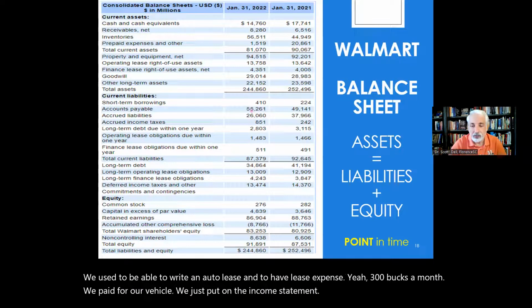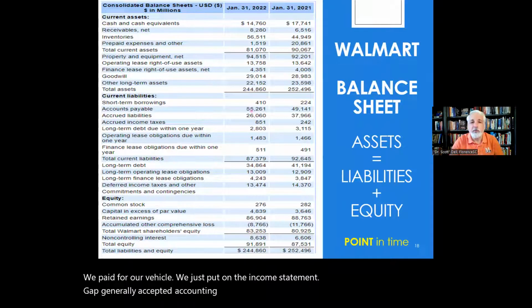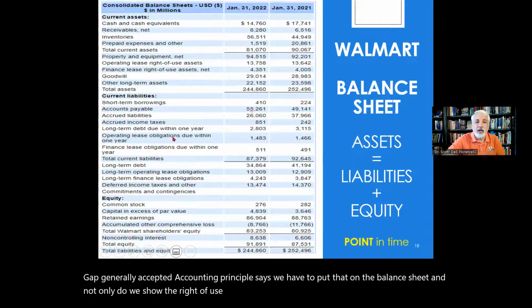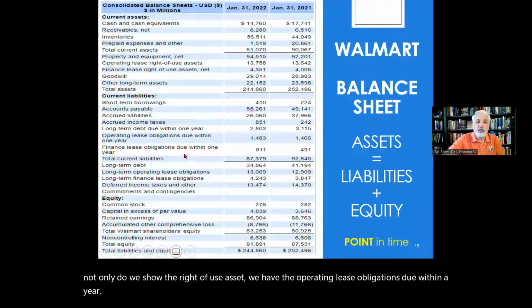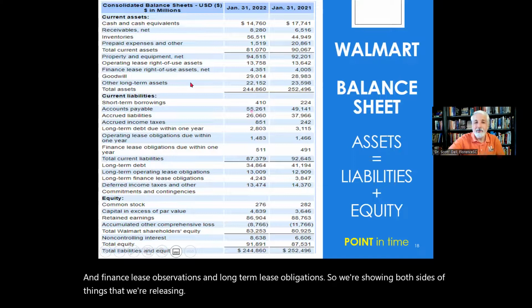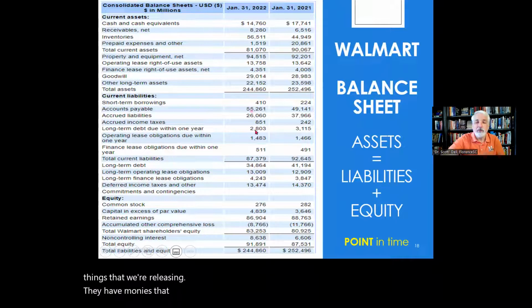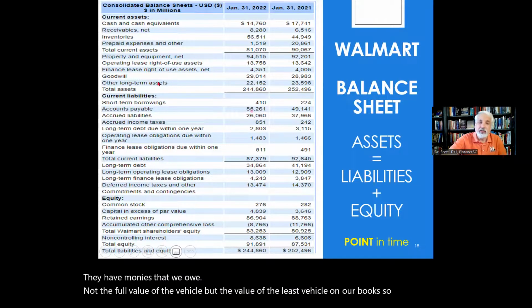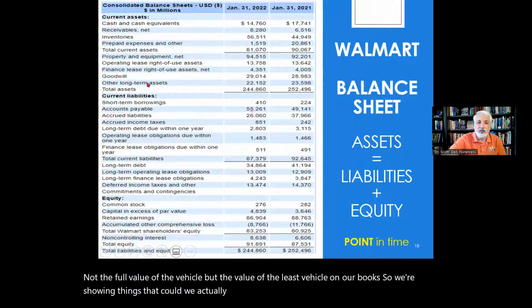Now GAAP, generally accepted accounting principles, says we have to put that on the balance sheet. And not only do we show the right of use asset, we have the operating lease obligations due within a year, and finance lease obligations and long-term lease obligations. So we're showing both sides of things that we're leasing, of monies that we owe, not the full value of the vehicle, but the value of the leased vehicle on our books. So we're showing things that we could actually sell the rights to that vehicle to somebody else, and they will take over or whatever else.